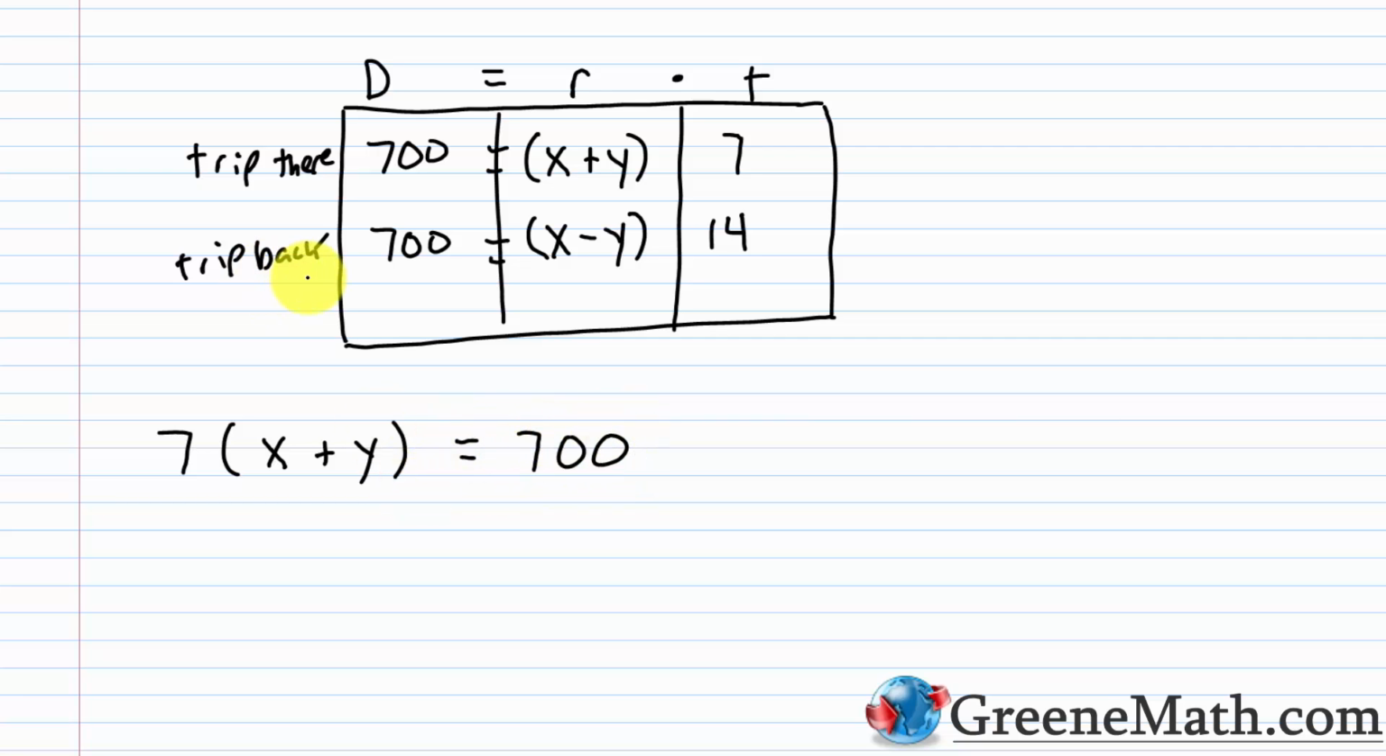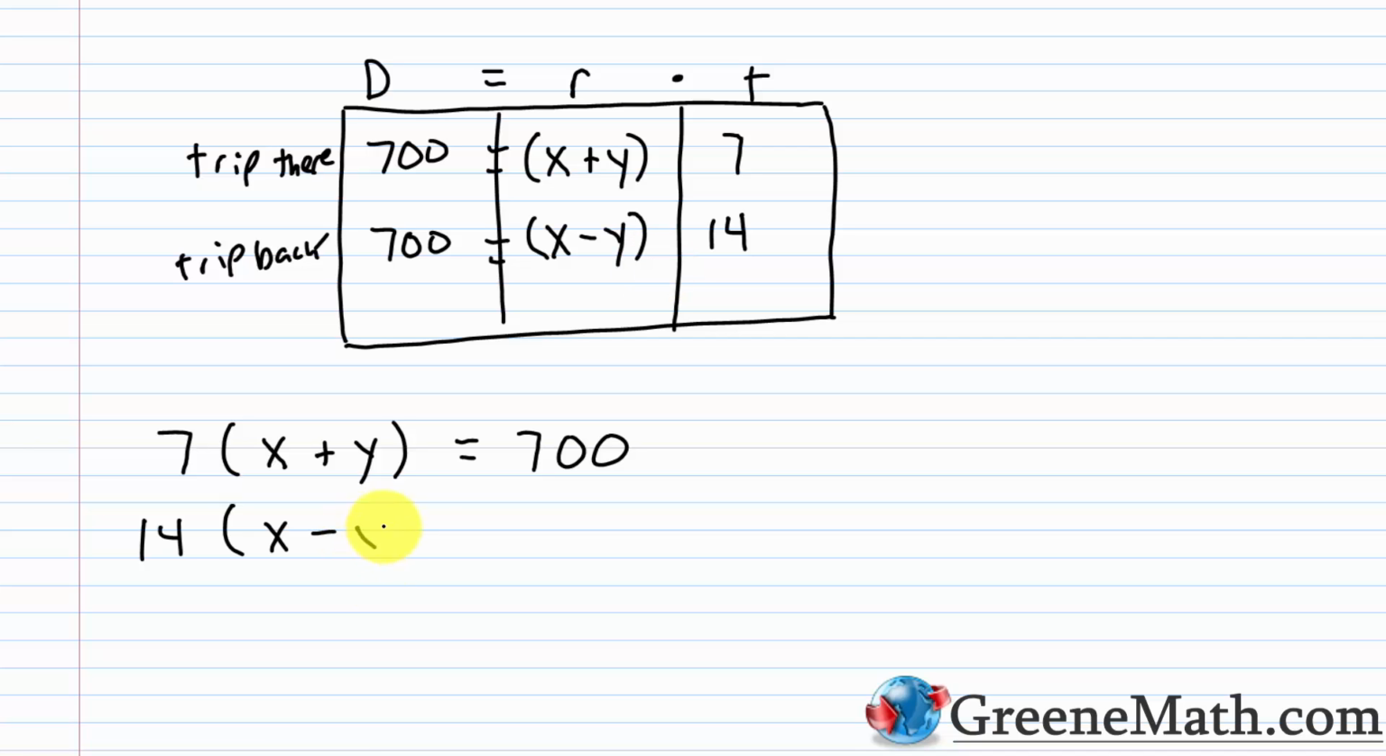Then for the trip back, I set up another equation. Again, I have a time, that's 14. This is multiplied by the rate, which is x, the speed of the plane in still air. Now I'm subtracting away the wind speed, because if I'm going against the wind, I'm fighting it. So I have to subtract that away.